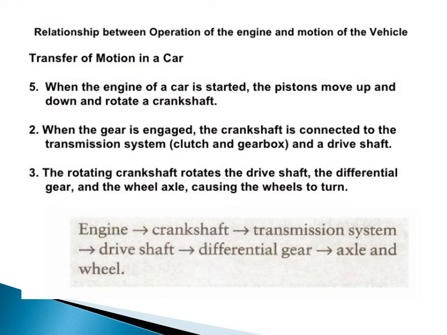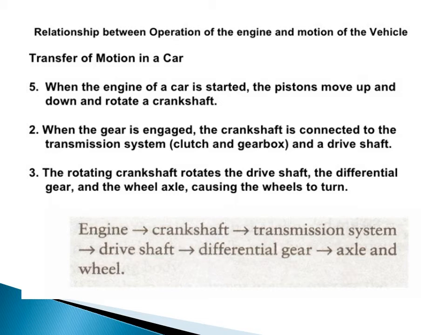Okay, now we look at the relationship between the engine and the motion of the vehicle. So how is motion transferred in the car? When the engine is started, the piston moves up and down and rotates the crankshaft. When the gear is engaged, the crankshaft is connected to the transmission system, which is the clutch and gearbox, and the drive shaft. The rotation of the crankshaft rotates the drive shaft, the differential gear, and the wheel axle, causing the wheel to turn.